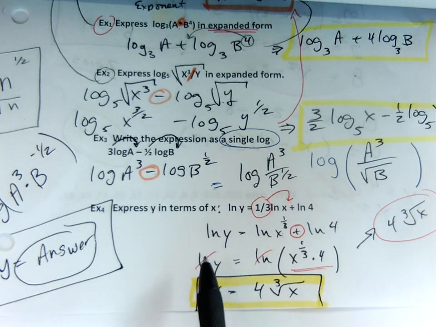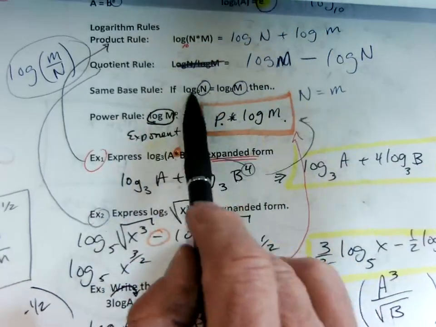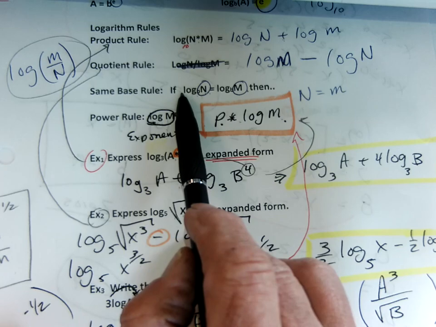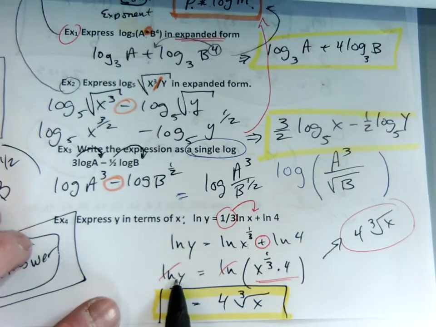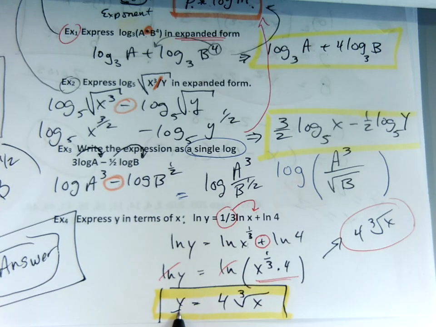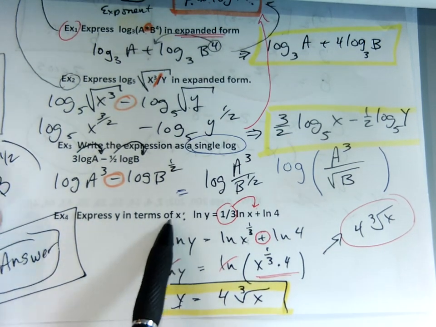And then finally, if I have log equals log, I'm applying this rule here, where log of something equals log of something, then the n has to equal the m. So in this case, I applied that rule. I can cancel out the logs and have y equals 4 cube roots of x, okay? I have things in terms of x.